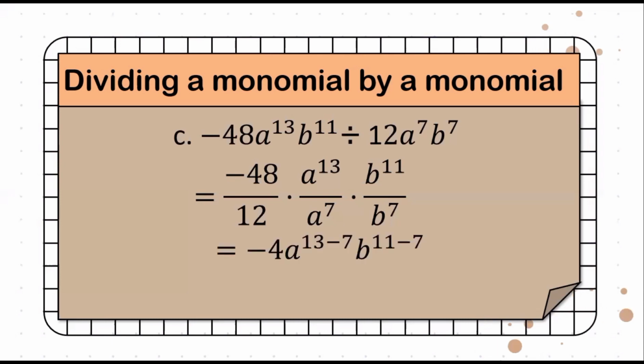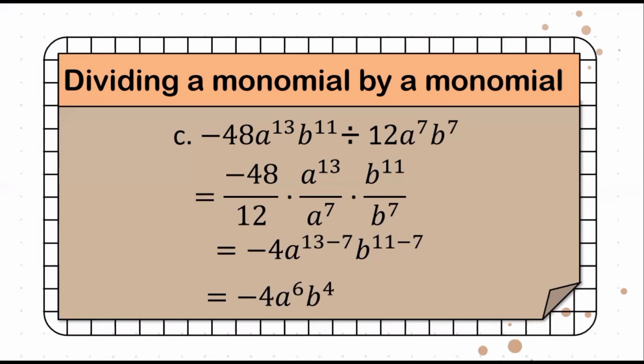Simplifying now, this will give us 48 divided by 12. That will give us a quotient of 4. And then a raised to 13 divided by a raised to 7. That applies now the concept of quotient rule. Keep the common base, which is a, and then subtract the exponent, 13 minus 7. Same with b raised to 11 over b raised to 7. That will bring us now b raised to 11 minus 7. The difference of 13 and 7 is 6, while the difference of 11 and 7 is 4. And that will give us now the final answer, 4a raised to 6b raised to 4.